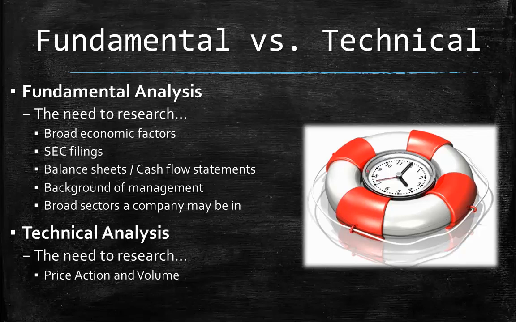You're gonna have to look at the SEC filings where the company reports what's going on, and what's going on is reflected in balance sheets, cash flow statements. You're gonna care about the background of management. What did this CEO do before they came here? Do they have any sketchy background? Is this person shady? Are they coming from a success? I mean, all that stuff. And then just broad sectors a company may be in. So how's the oil industry doing right now? Is the oil industry conflicting with something else? Or how's this mining company doing? How's gold or silver? You've got to care about the sectors that a stock is in.